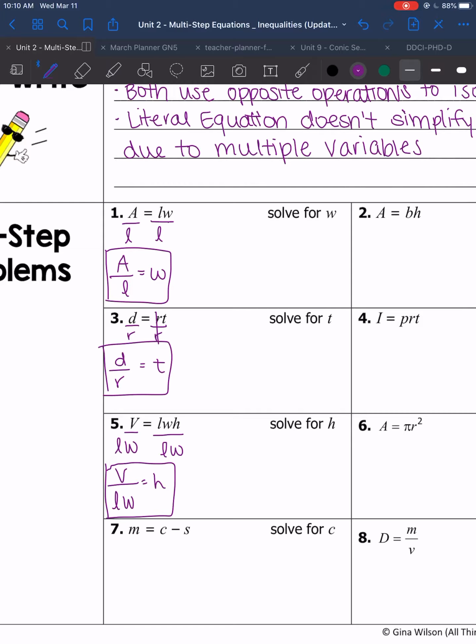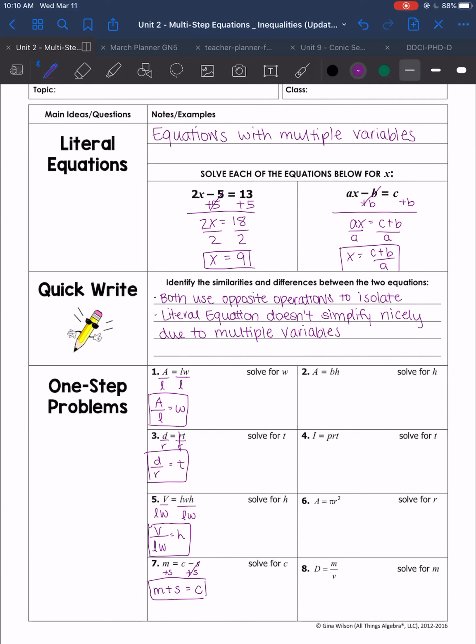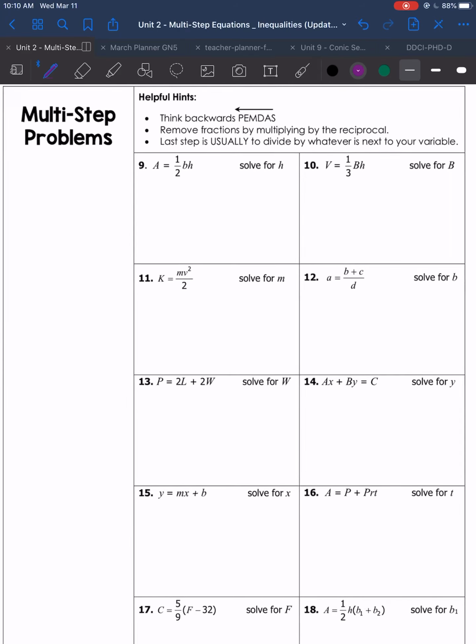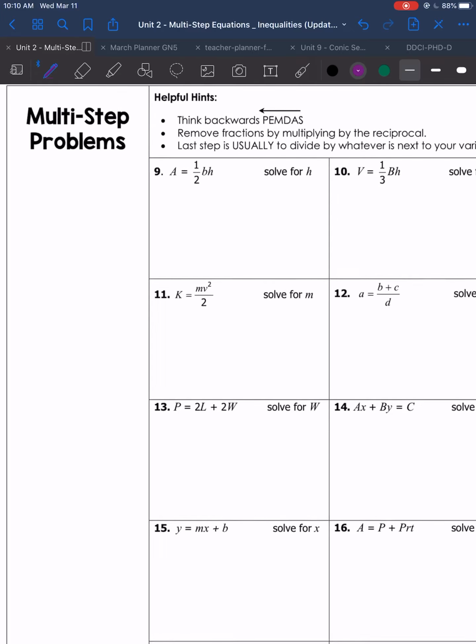And this last one I want to solve for C. So I'm going to add S to both sides. So M plus S equals C. So that's if we have one step. In this next one, we're going to have some multi-step ones. We're still going to stay with our odds.